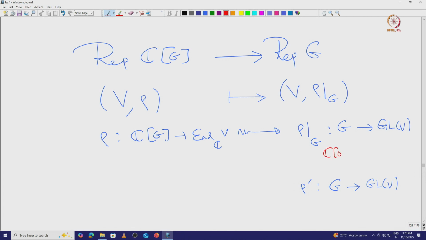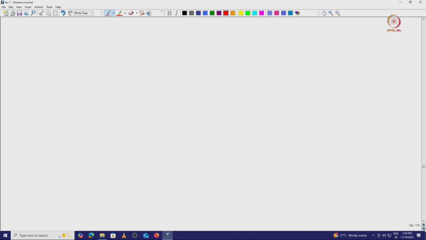Because G is contained in CG, and the endomorphism of V contains GL(V), you extend rho dash linearly and get a map from CG to the endomorphism of V. So, extend rho dash C-linearly to CG. That gives us a map rho from CG to endomorphism of V.